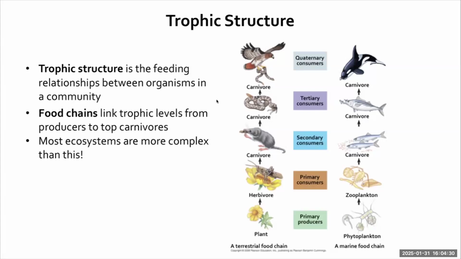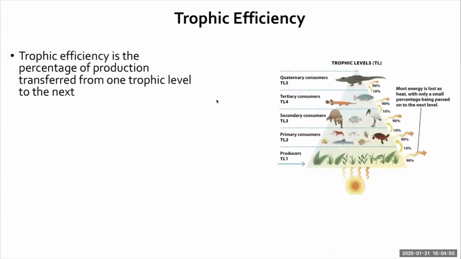Some food chains end there. Other food chains have different levels of carnivores. So in this example, this red-tailed hawk is feeding on a snake that feeds on a mouse, that feeds on an herbivore, that feeds on a plant, right? So there's more levels of exchanges. And again, in reality, most ecosystems are much more complex.